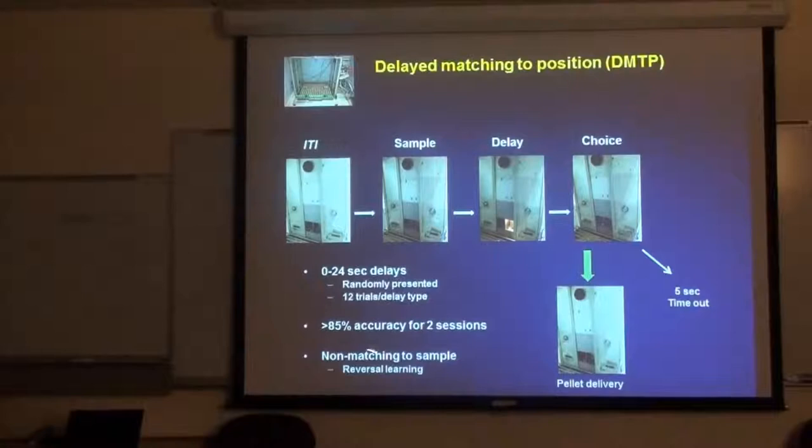Then what we can do is assess reversal learning by switching the contingency on him. Of course, we can't tell him. He doesn't understand what we would tell him. So we just switch it so that the opposite lever becomes reinforced. So you're now doing a non-match to sample. All right, you're supposed to respond to the lever that didn't come out during the sample phase. So what do we find?